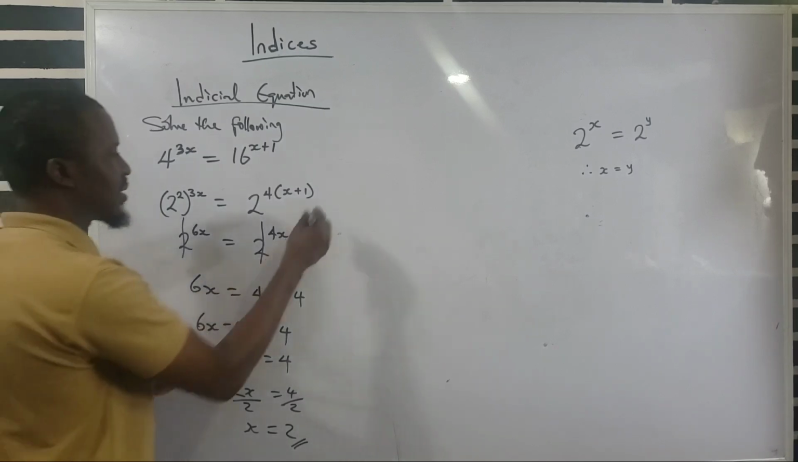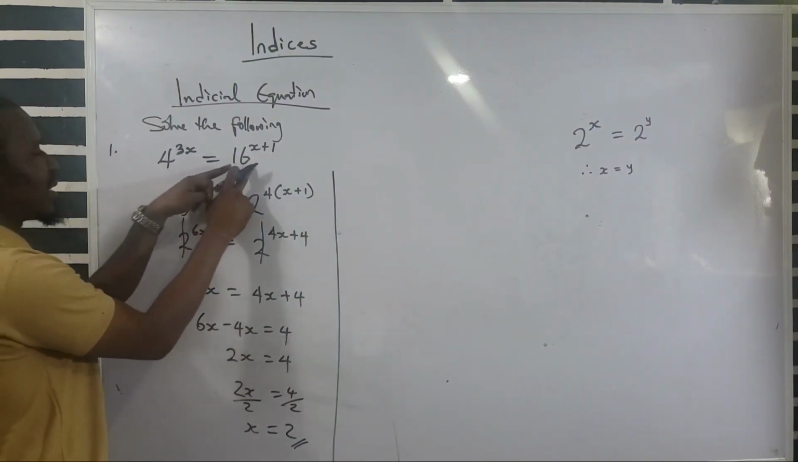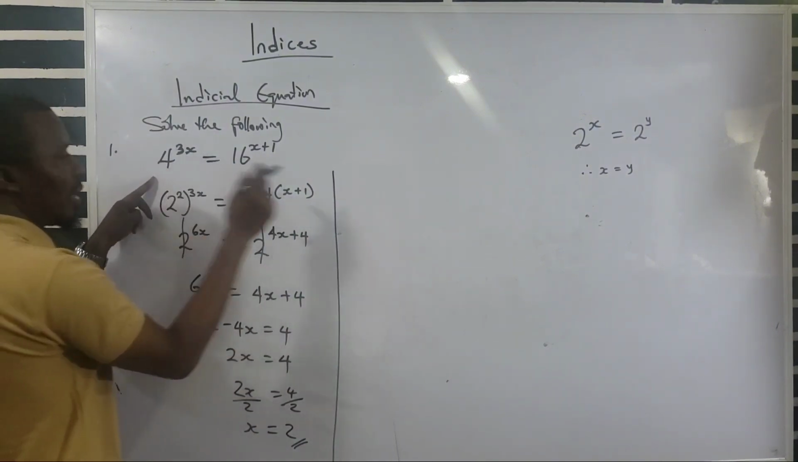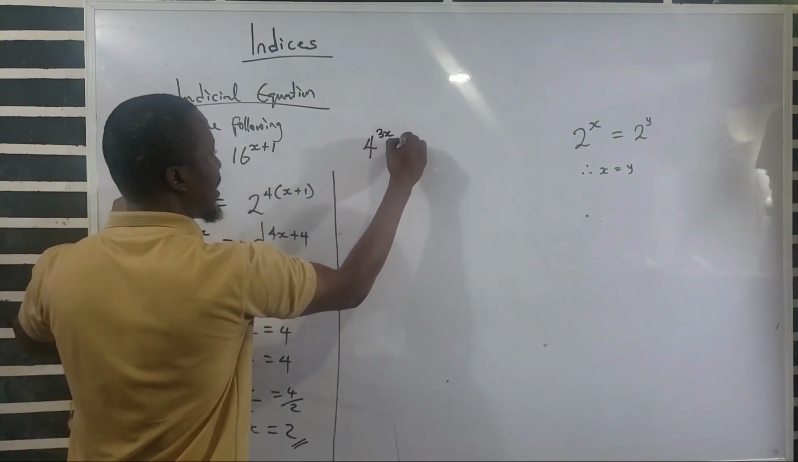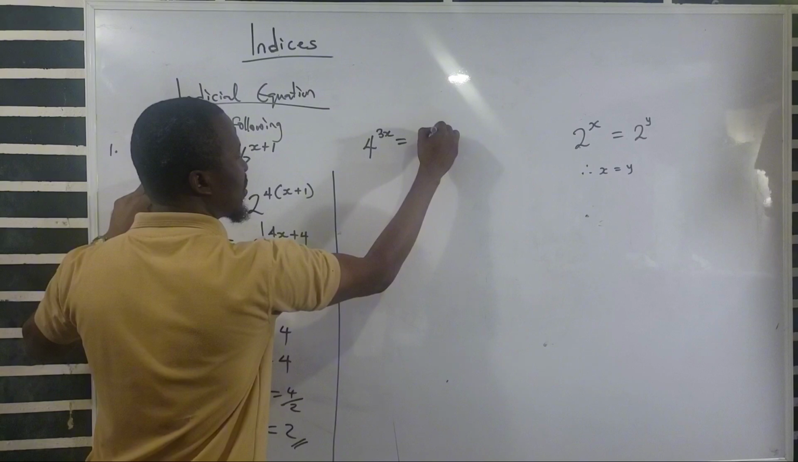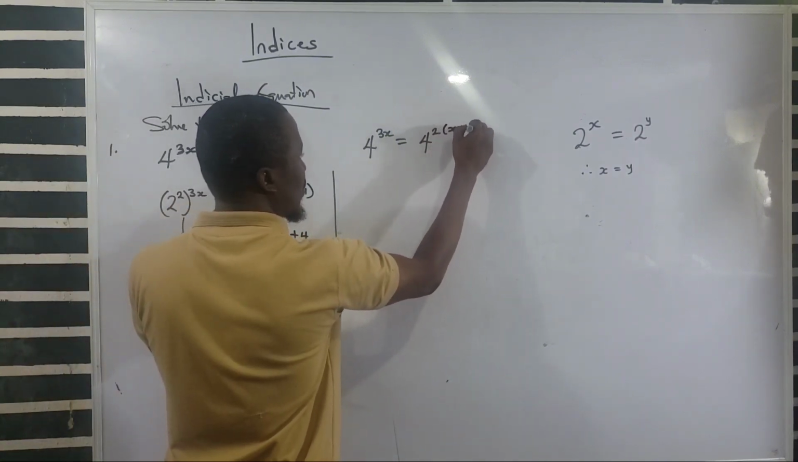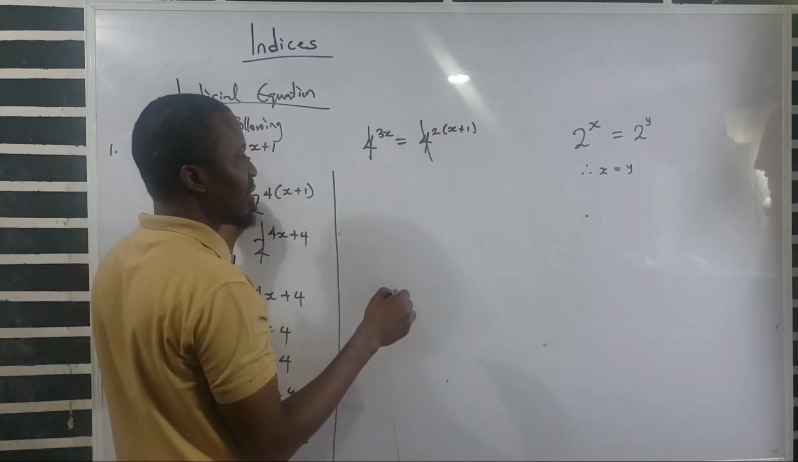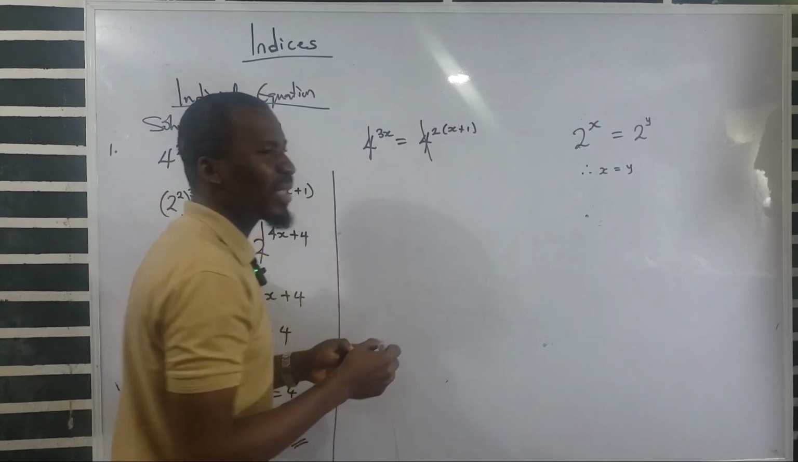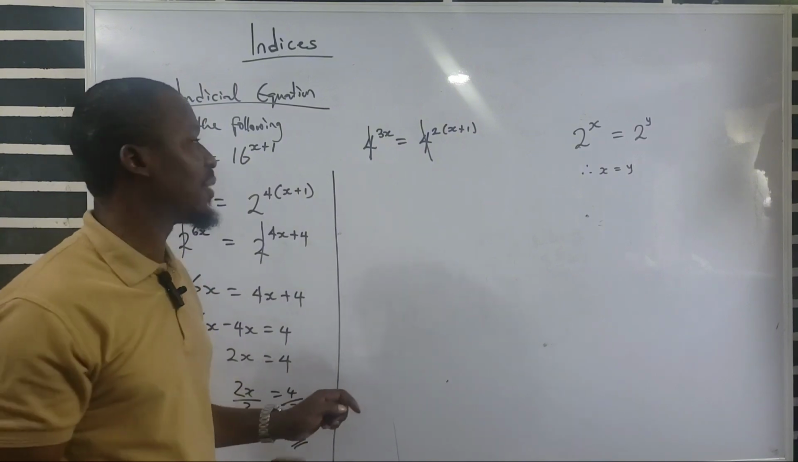You can ask, okay, let's solve it. If we decide to put 16 in base 4, that will give us 4 raised to power 3x equals 4 raised to power 2, that's 16, into x plus 1. So the 4 and 4 will go, that's the same base. Since they are the same base, it's not that we are cancelling it out, maybe we are dividing. No, we are not dividing.